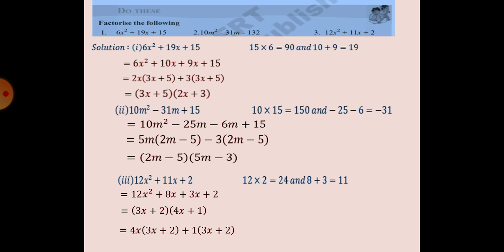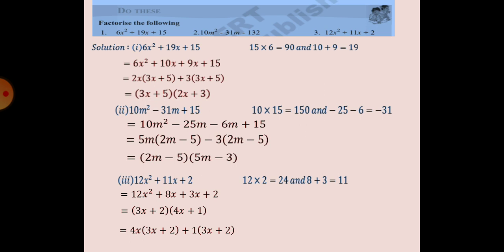Now the third one is again, the coefficient of x square is not a perfect square. 2 is also not a perfect square. So the same factorization will follow. 12 2s are 24. And we want the sum 11. So we cannot use 6 4s are 24 because 6 plus 4 is 10. So we will use 8 3s are 24 as 8 plus 3 is 11, where we need that sum as the middle term. So the second step is 12x square plus 8x plus 3x plus 2. What I did here? Instead of 11x, I have written 8x plus 3x.